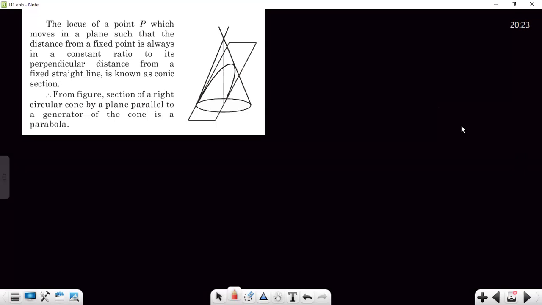So I'm repeating the definition. The locus of a point P which moves in a plane only, such that the distance from a fixed point is always in a constant ratio to its perpendicular distance from a fixed straight line, is known as a conic section.